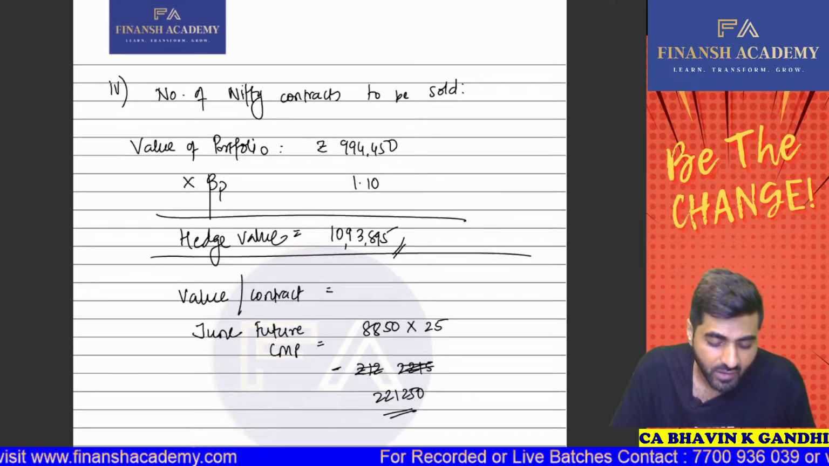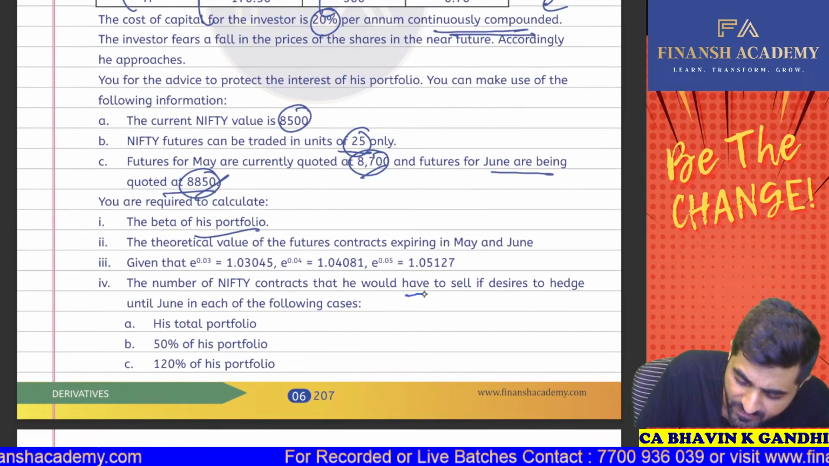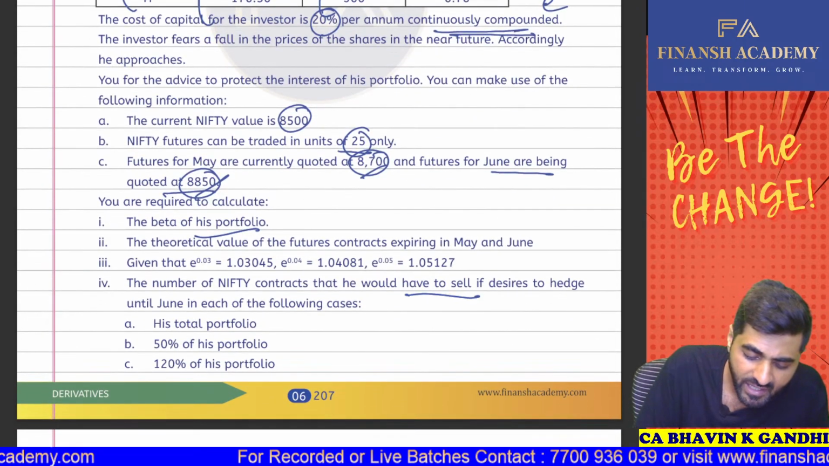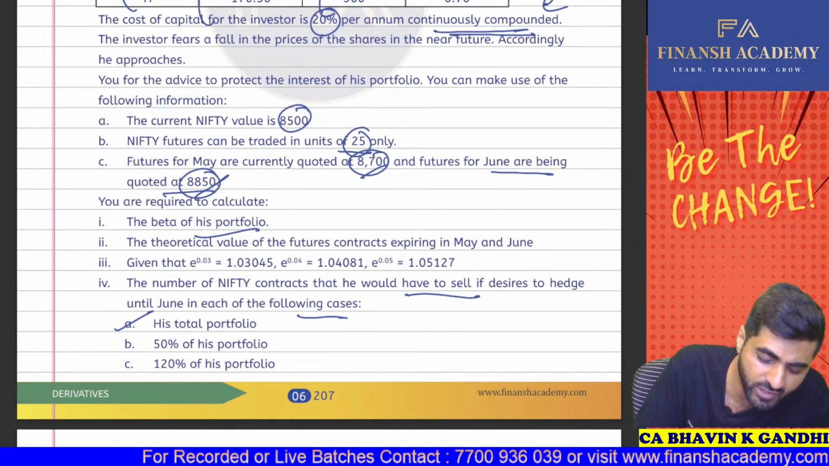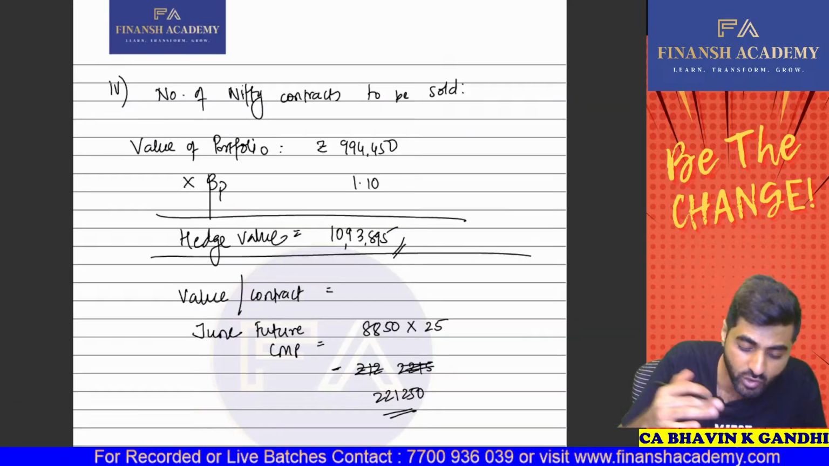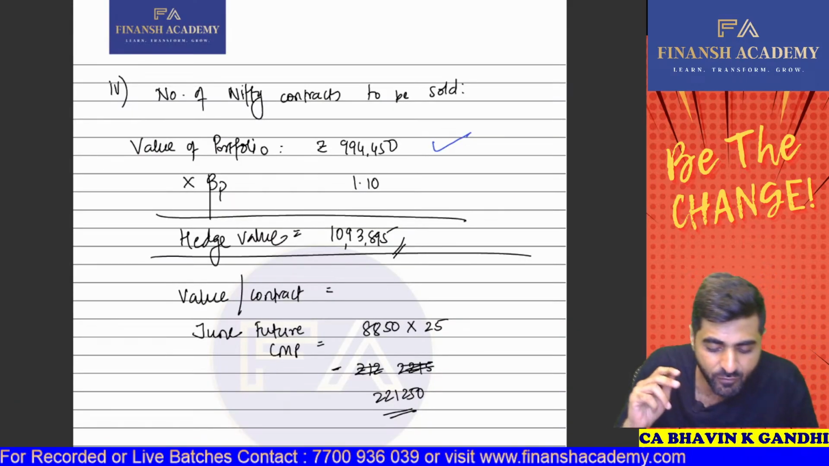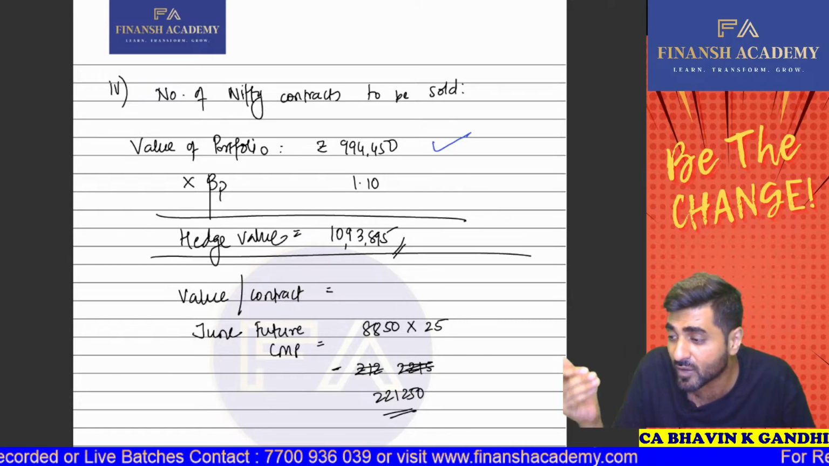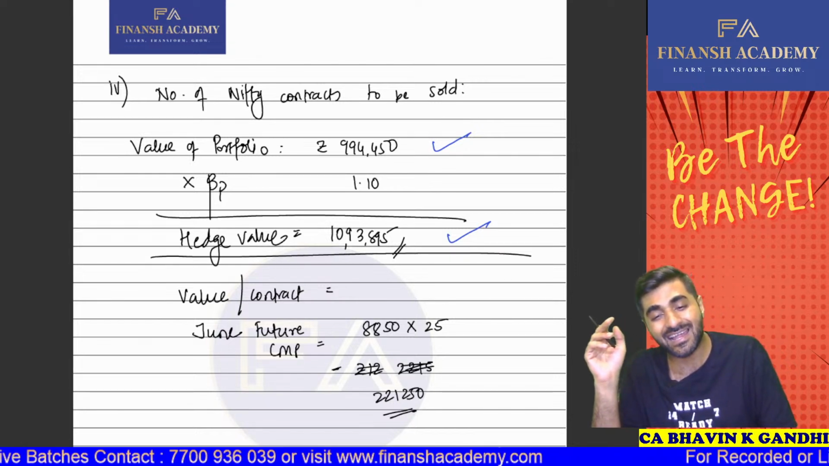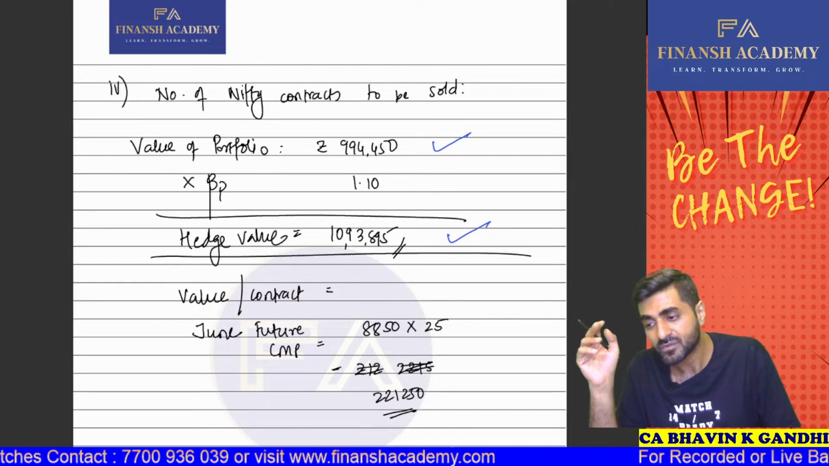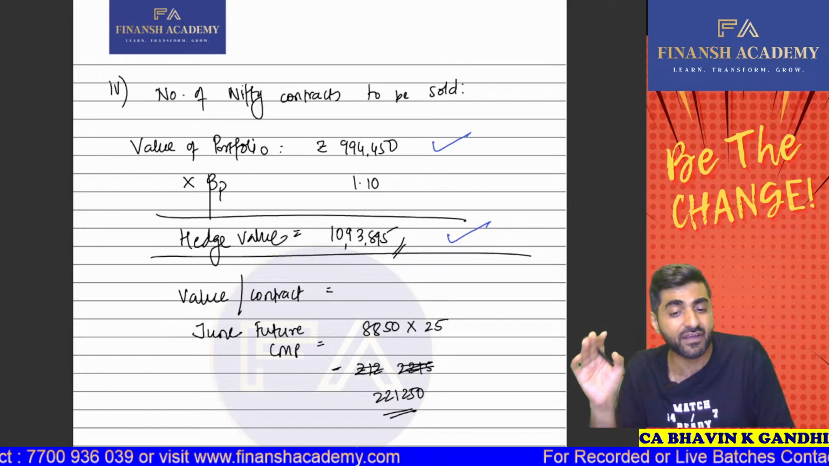Okay. My dear students, what is given to you in the fourth part: what is the number of Nifty contracts that you would have to sell if you desire to hedge until June in the following cases? First, the total portfolio. If you want to hedge your total portfolio, your value of the portfolio is 9,94,450, and the beta of the portfolio is 1.1. So you will get the hedge value, that is 10,93,895.